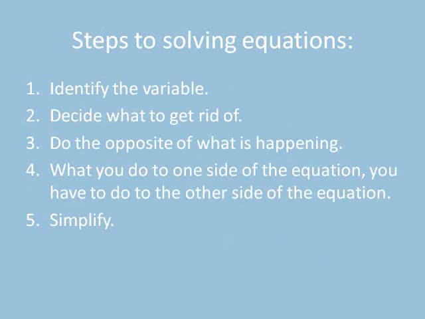Next thing we need to remember are steps to solving an equation. First, you have to identify what variable we are trying to solve for. Is it an x? Is it a y? Is it an a? Is it a v? What's the letter? Then you need to decide what we got to get rid of to get that variable by itself. Do the opposite of what is happening. If it's multiplying, 3 times x, you need to divide by 3. If you are adding, 3 plus x, you need to subtract 3. You're doing the opposite of what happens.